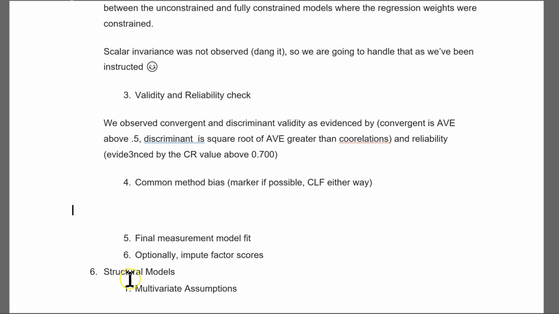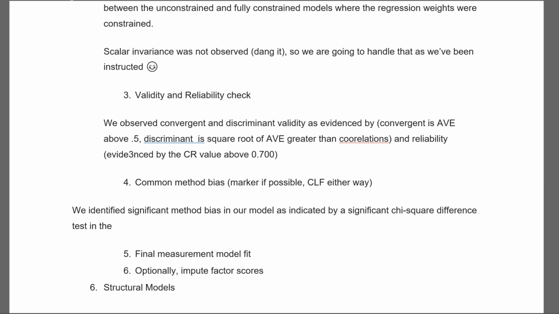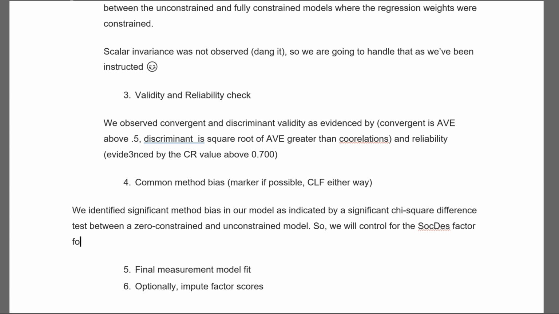So that's CMB. Let's report on it. We identified significant method bias in our model as indicated by a significant chi-square difference test between a zero constrained and unconstrained model. Okay. So that's unfortunate. So we will control for the social desirability factor in our structural analyses. Okay, I'll show you what that means in a moment.